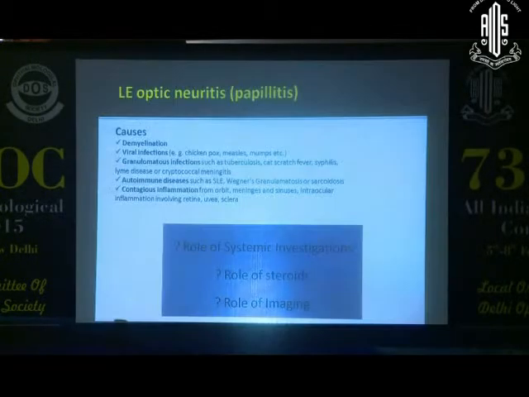So the diagnosis clinically was probably papillitis. The causes could be anything. It could be demyelination, infection, or granulomatous, autoimmune diseases, or contiguous inflammation from the sinuses, orbits, or meninges. So I would like to ask panelists, what is the role of systemic investigation, role of steroids, and role of imaging?